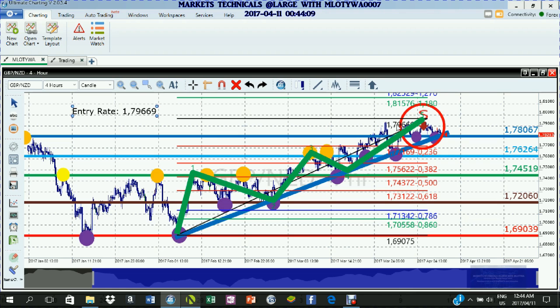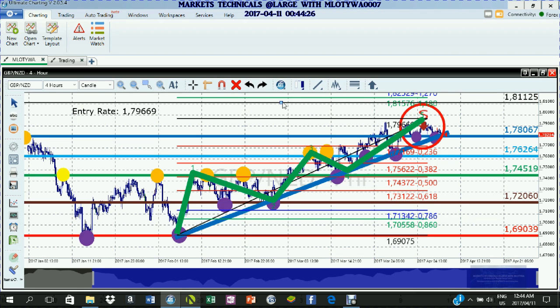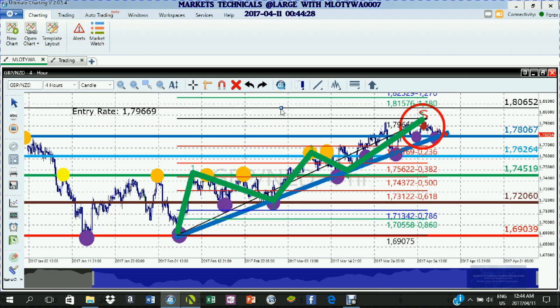You have to place your stop loss 30 pips away from the black line, guys. 30 pips away from the black line. Okay, so I'll just put this, and we will calculate and see if we achieved our 30 pips away from the black line.